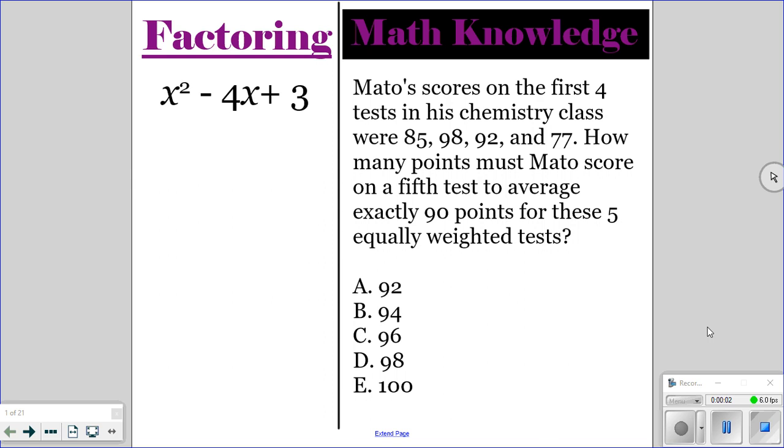All right, so y'all go ahead and do the factoring and the math knowledge question for today. Pause the video, and then once everyone is finished, you can unpause the video and I'll go over the correct answers. So for the factoring, you should have x minus 3 times x minus 1.